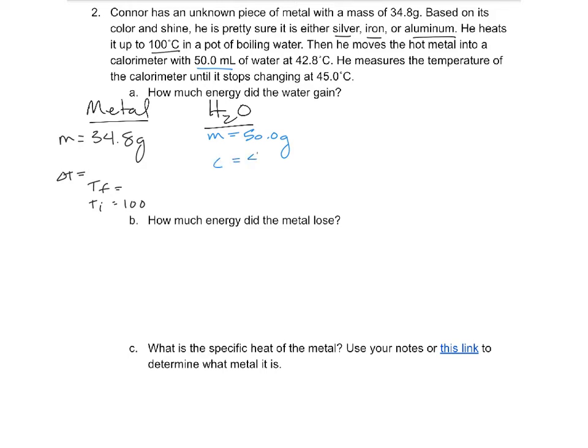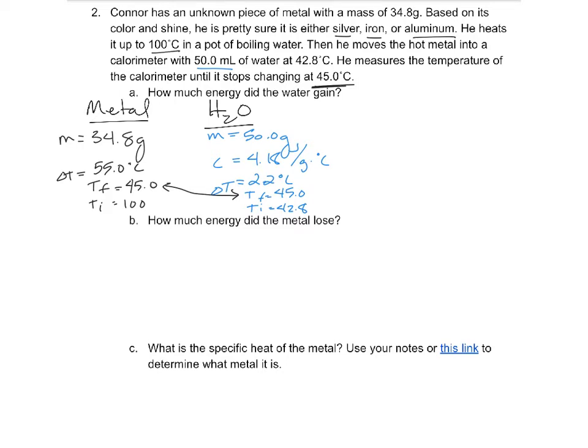The C for water is always given, joules per gram times degrees Celsius. And the delta T of water relies on the final and the initial. So the final was 45.0 and the initial was 42.8. So the change in temperature was 2.2 degrees Celsius. So back to the metal. The solution ended at 45, so that's the final temperature of the metal also. So these two things are always going to be equal, the final temperature of the metal and the final temperature of the water, which means you can calculate the change in temperature of the metal to be 55 degrees Celsius.